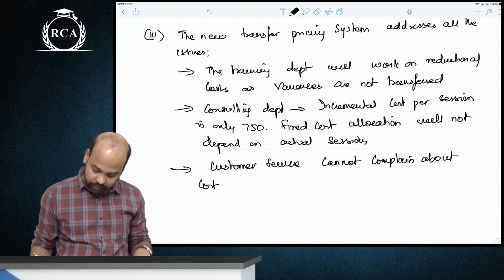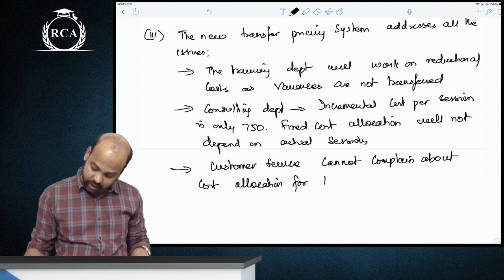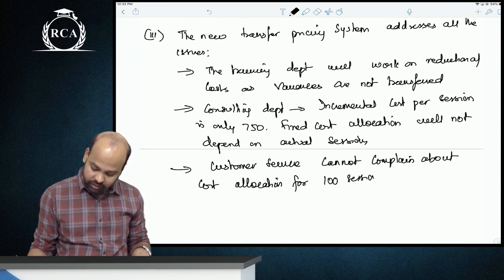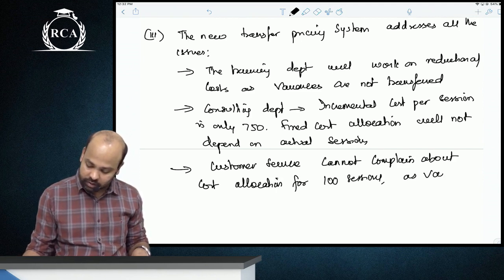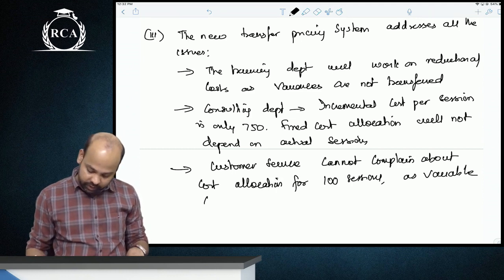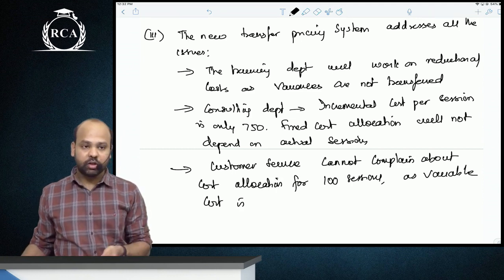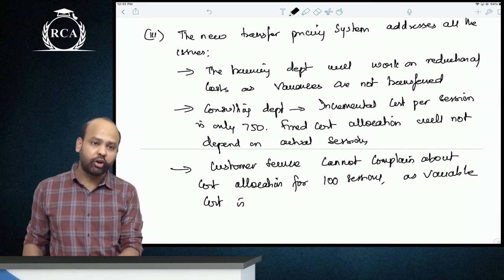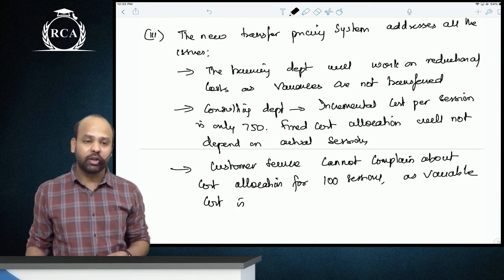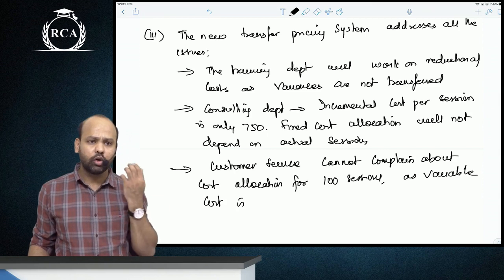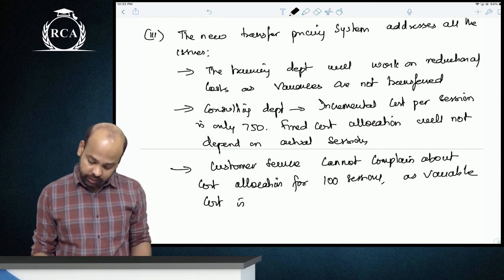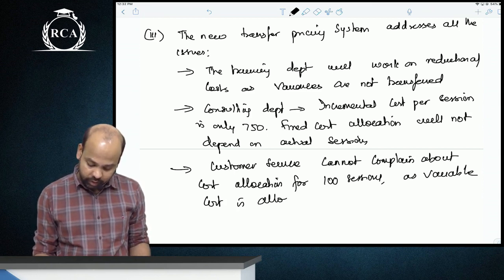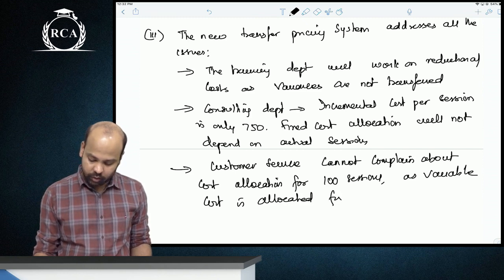Cost allocation, guys, for 100 sessions, as variable cost is allocated for only 80 sessions. उनको तो वेरिएबल कॉस्ट सिर्फ 80 सेशंस का ही दे रहे हैं ना बेटा. फिक्स कॉस्ट दे कैन नॉट डू एनीथिंग. दे गेव अस अ एस्टिमेट नो एट द बिगिनिंग ऑफ द ईयर दैट दे वांट 100 सेशंस. सो ये लो कॉस्ट 100 सेशंस का, as variable cost is allocated for only 80 sessions.